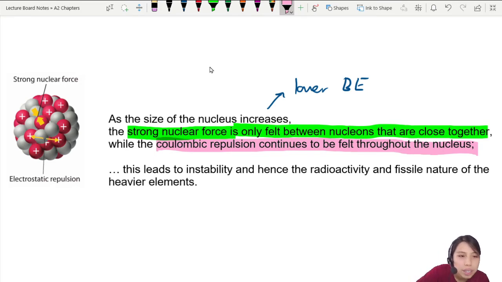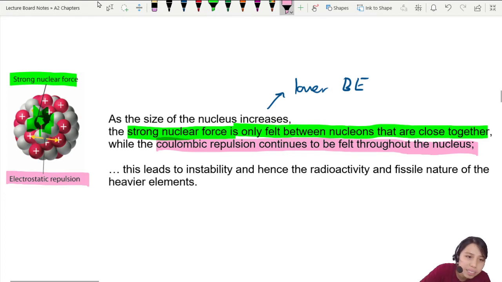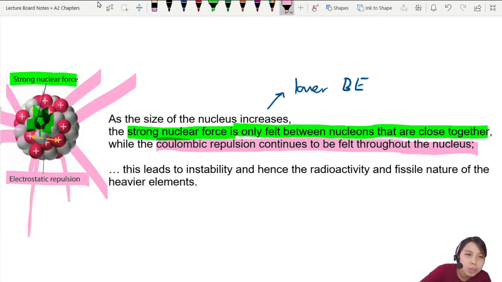So you can see here, you have electrostatic repulsion, which can act across all protons, but nuclear force acts only between your neighboring nucleons, only in a localized position. Whereas repulsion, anywhere you want to repel, you just repel. Okay, I'm going to draw some graphical representation of that.